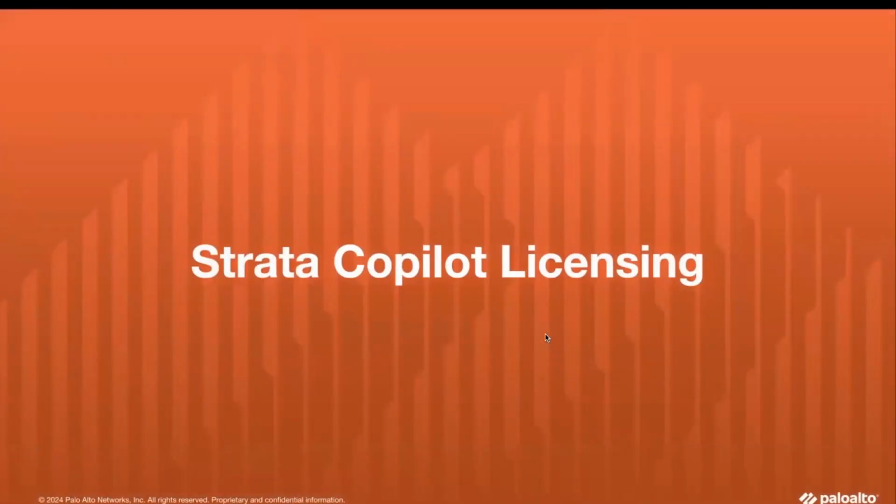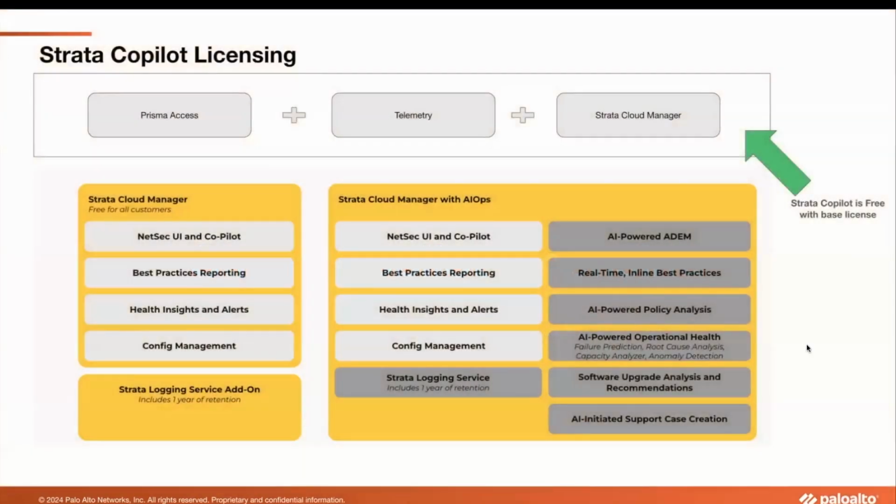Now, moving forward, just a quick look at the Copilot license. Basically, Strata Copilot is free. It just requires Prisma Access, Telemetry, and Strata Cloud Manager. It is included in the Strata Cloud Manager license. So you will get all this capability if you have the basic licenses.